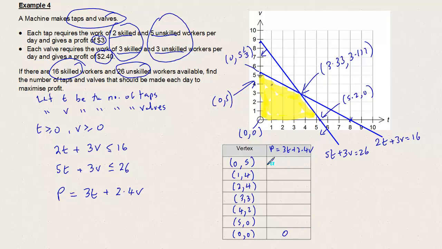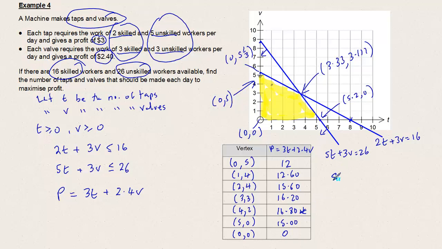So 0, 5. So 3 times 0, 2.4 times 5. That gives us $12 exactly. Then this one here gives us $12.60. This one here is $15.60. This one is $16.20, $16.80, and $15 exactly. So this one is the best.